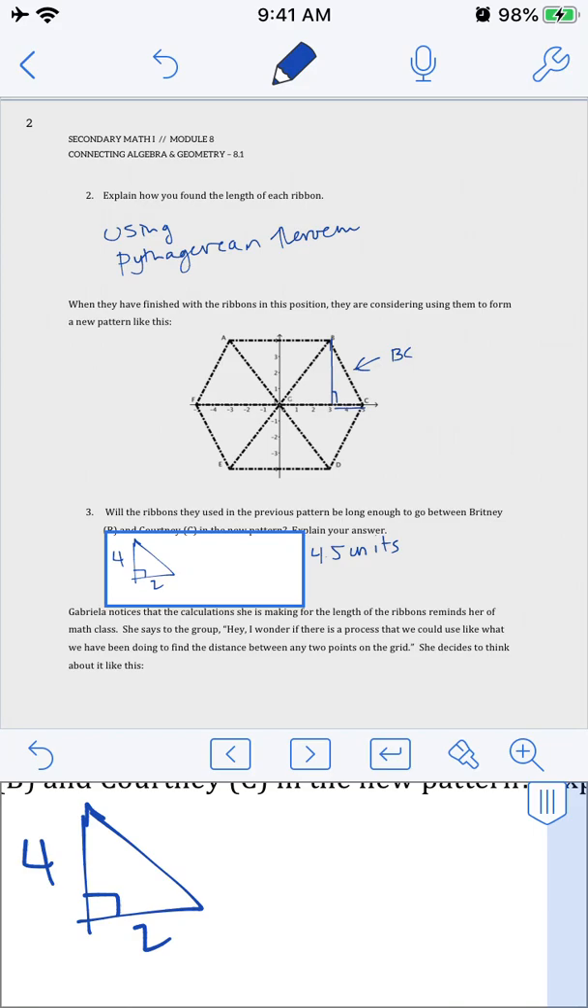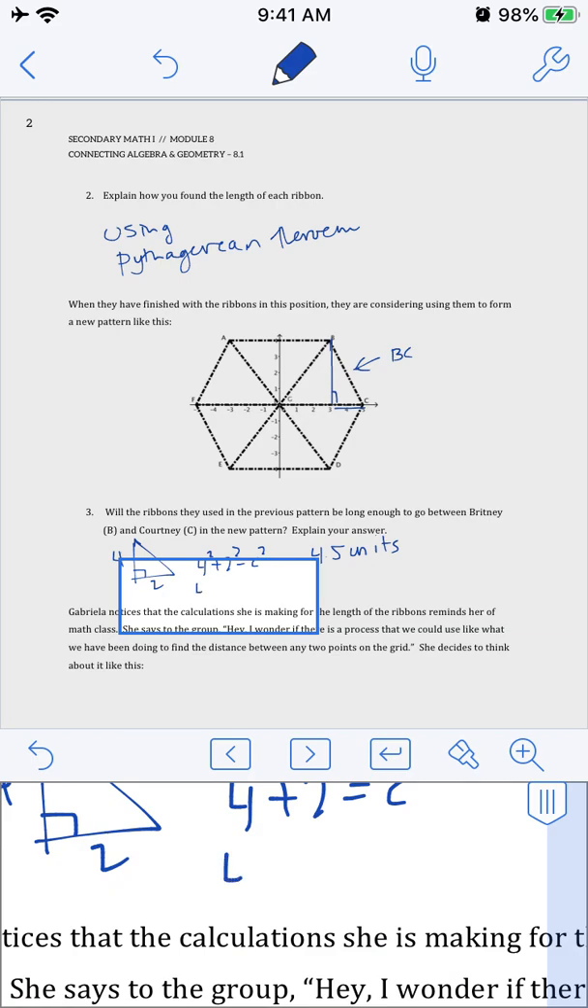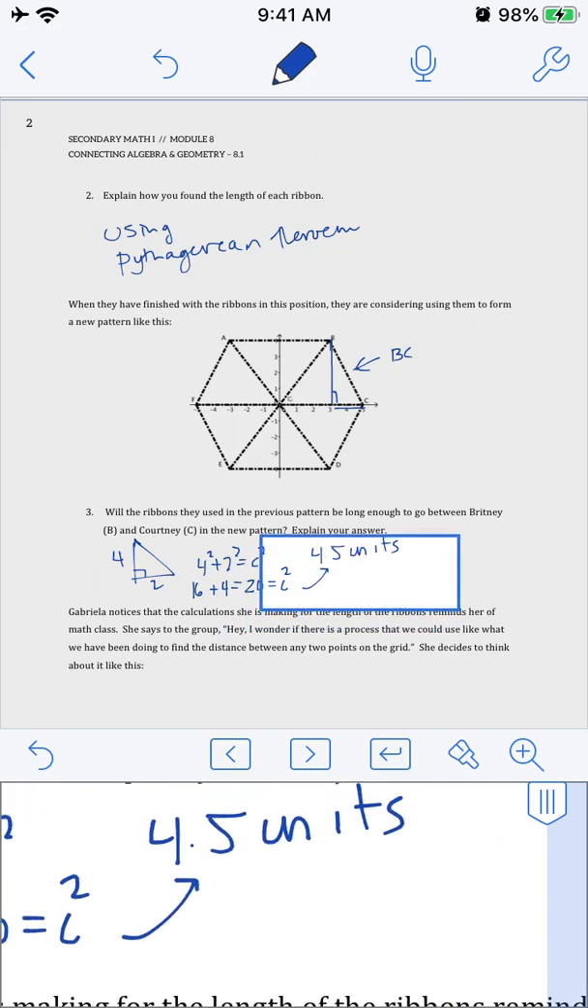4 squared plus 2 squared equals c squared. We end up getting 16 plus 4 is 20. That is equal to c squared. You take the square root of that. It's pretty much right in between 16 and 25. So yeah, about 4.5 units. Cool.